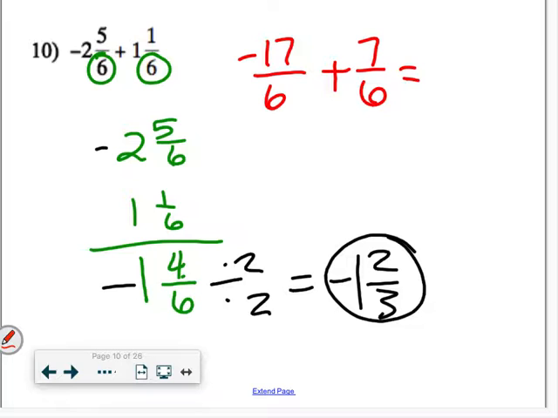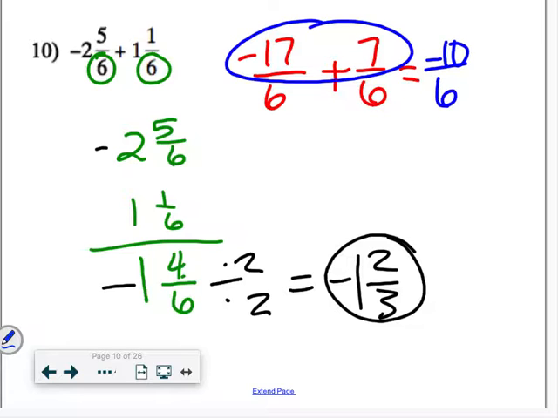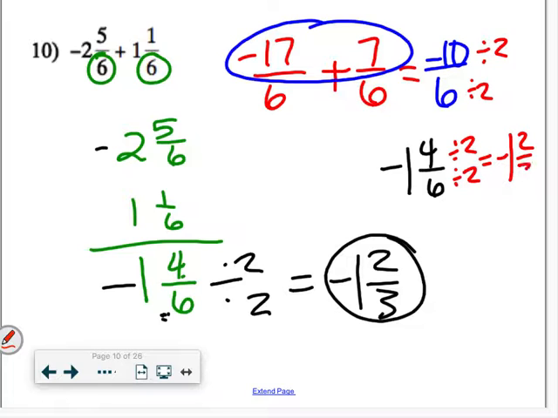And across the top, -17 and 7, different signs, we subtract. It's -10 over 6. Again, you can simplify here or you can wait to make it a mixed fraction and simplify. So if you made a mixed fraction first, you'd have -1 and 4/6, just like we did down here. Again, top and bottom are even, divide by 2. And you'd either get the -1 and 2/3 like we did down here, or the -5/3.